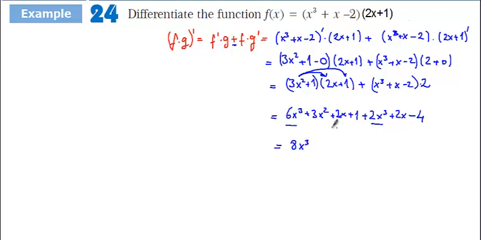cubed. It's going to be here 3x squared and nothing, because we don't have another x squared term, so it's going to be equal to 3x squared plus 2x times here 2x times 2x, it's going to be equal to 4x. 1 plus minus 4 is going to be equal to minus 3. So this is the derivative of the product.